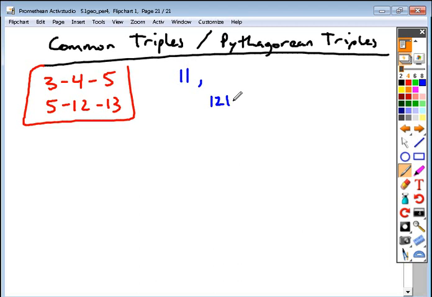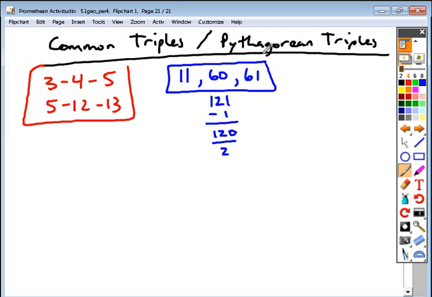121. Then you subtract 1 from that, so we get 120. And then you divide this in half, so 120 over 2 is 60. That gives you your second number, or second leg. And then if you just add 1 to that, that's going to give you the length of the hypotenuse that fulfills that common triple. You really aren't going to have to do this too much. I may ask you one question to come up with a common triple, but it's a real simple pattern to follow in order to create those.